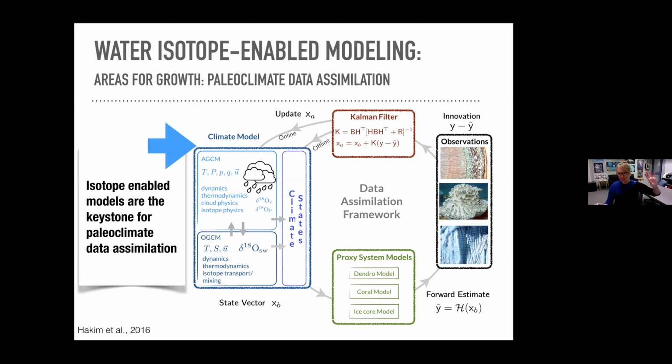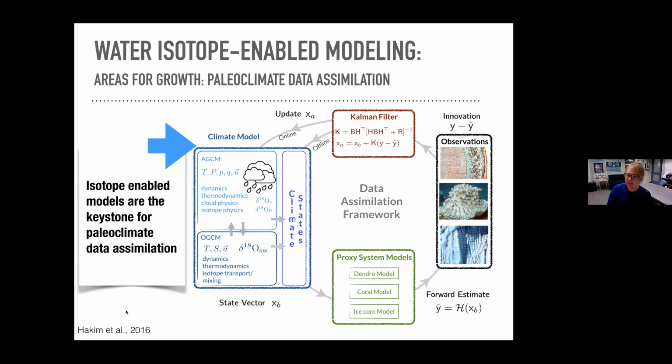Because if we're going, and I'll talk about this more later, from temperature, precipitation, wind to oxygen isotopes in coral, right? Those things are not in the same unit. And so we need that water isotope-enabled field. We need those fields to be able to connect the proxy observations into the data assimilation.